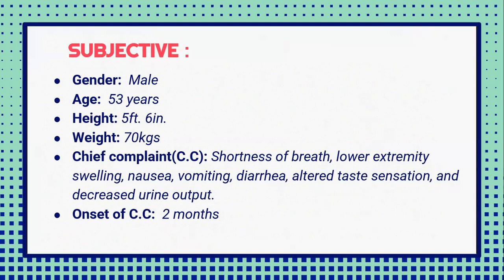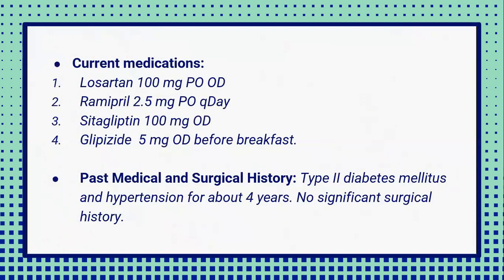Onset of chief complaint is 2 months. The current medications he is taking for hypertension and diabetes are losartan, ramipril, sitagliptin, and glipizide, in the respective doses mentioned beside them. Past medical and surgical history: type 2 diabetes mellitus and hypertension for about 4 years.